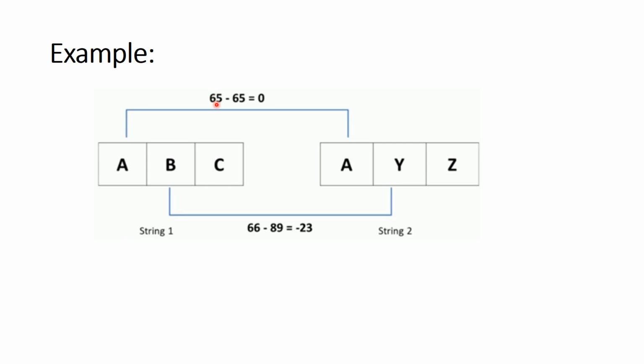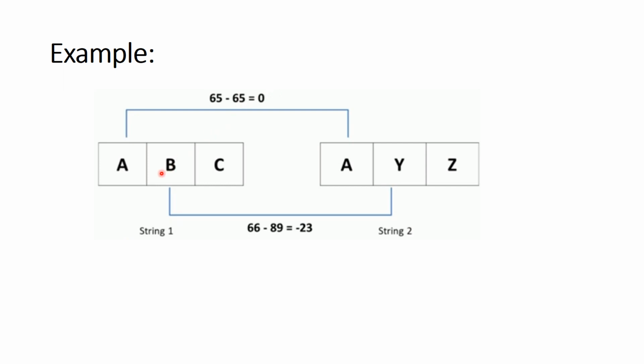You know the ASCII value of A is 65. So 65 minus 65 is 0. 0 indicates that a match is found, right? Two characters match. When the function finds that the first two characters match, then it goes for the second characters.